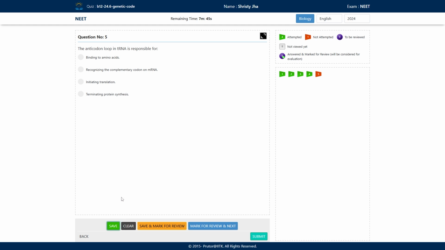So the scientist who contributed to deciphering the genetic code by developing a cell-free protein synthesis system is Marshall Nirenberg. The anticodon loop in tRNA is responsible for what? Is it binding to amino acid? No, we know the acceptor arm does that. Is it initiating translation? No, the AUG codon does that. Is it terminating protein synthesis? No, the stop codon is responsible for that. It is recognizing the complementary codon on mRNA.